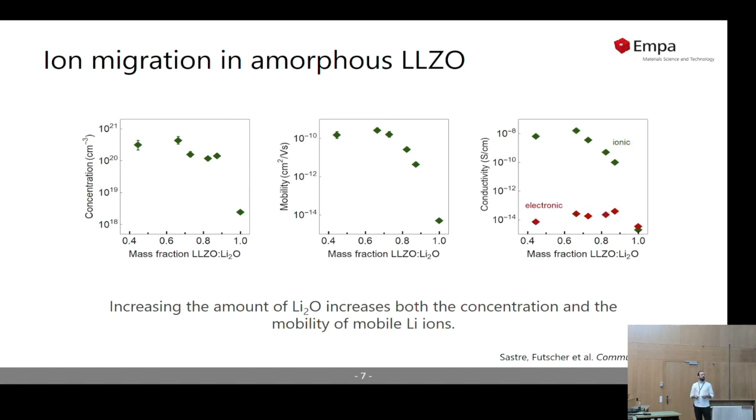And then with the transients, we can also get information about the electronic conductivity. And here we see that we could increase the ionic conductivity by many orders of magnitude while keeping the electronic one very low, which is desirable as a separator for solid-state batteries.